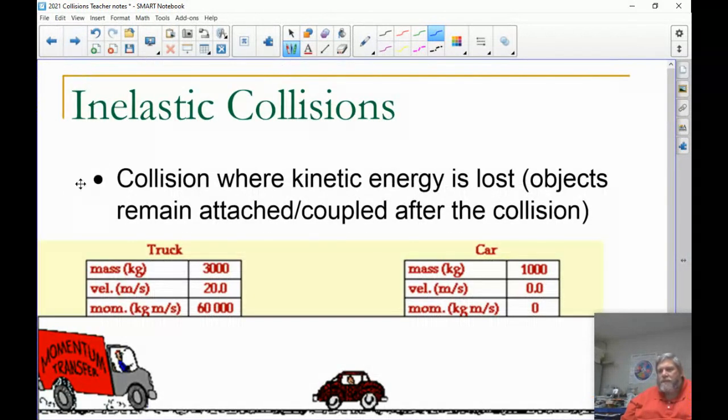All right, next type of collision we'll talk about are inelastic collisions. And in an inelastic collision, kinetic energy is lost, right? And typically what happens is that they remain attached. They hit together and then they stick.